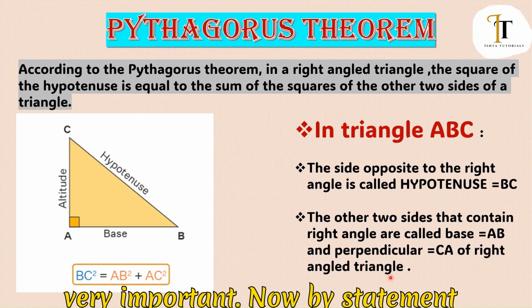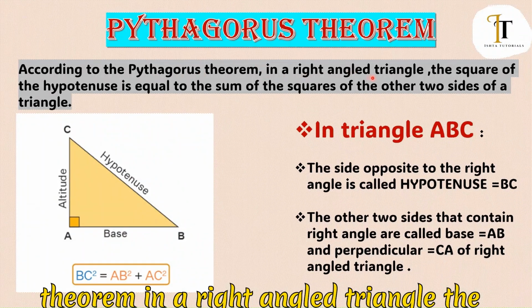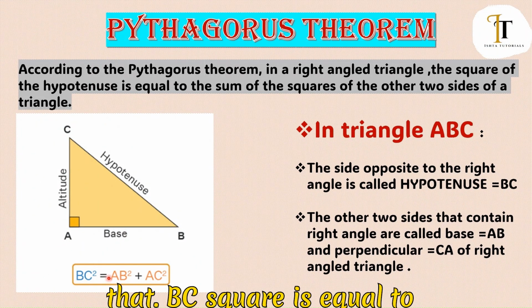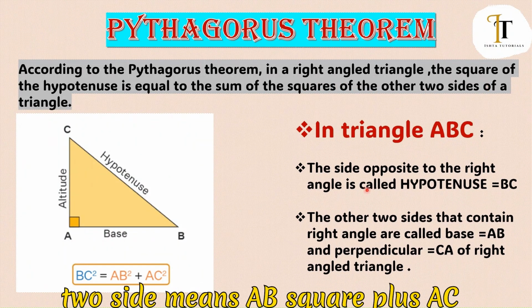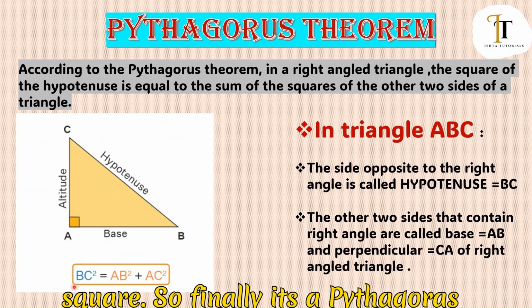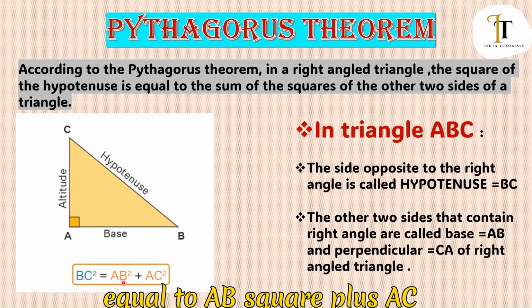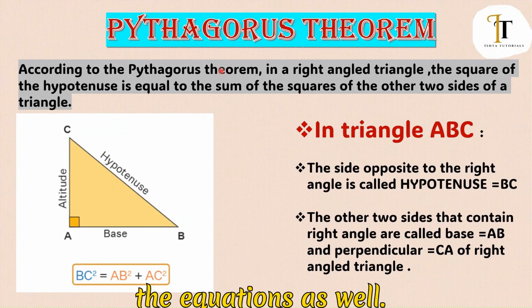Now by statement, according to the Pythagorean theorem, in a right angle triangle, the square of the hypotenuse, here we can see that BC square, is equal to the sum of squares of the other two sides, meaning AB square plus AC square. So finally the Pythagoras theorem states that BC square is equal to AB square plus AC square. That we're going to apply in the questions as well.